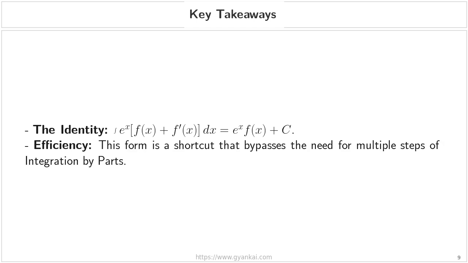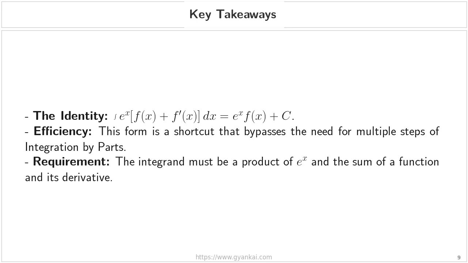Now, why is this identity so useful? It provides efficiency. As we saw earlier, without this shortcut, we'd have to go through the full process of integration by parts, which can be quite lengthy and prone to algebraic errors. This form allows us to jump directly to the answer, saving us time and effort. Remember, we derived this formula using integration by parts on slides 3 and 4, so you understand where it comes from. However, it's crucial to remember the requirement for this shortcut to work.